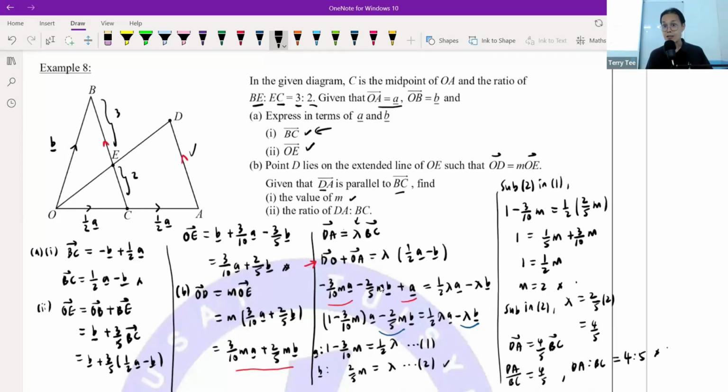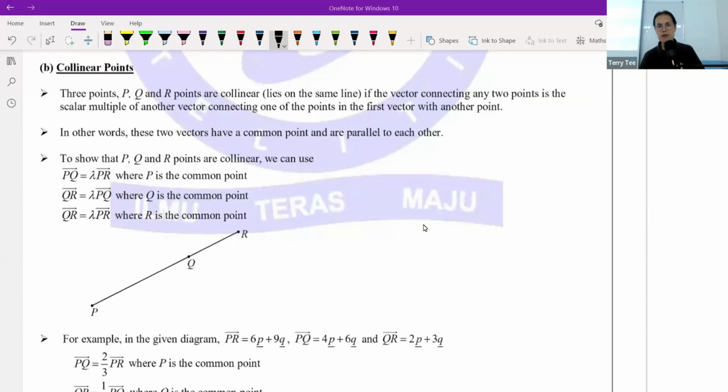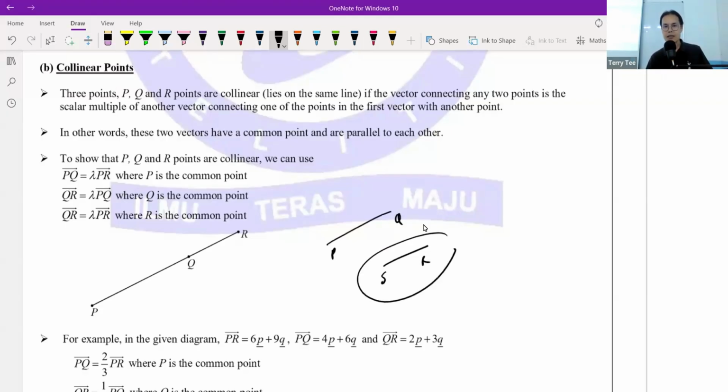DA is shorter, BC is longer. The difference between collinear and parallel is that collinear you have what we call a common point. It's like if you have vector PQ here, and then you have vector SR. If I cut this line and I paste it over here, where your S and Q overlap, I just don't write S. So they are still parallel, right?